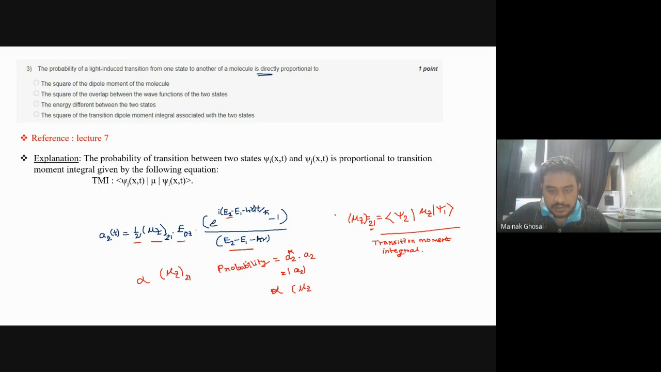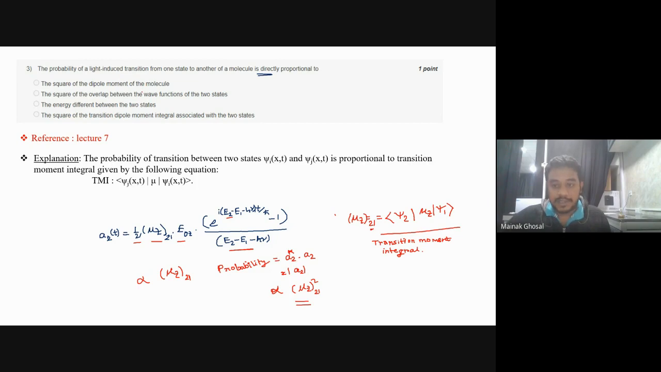This will be mu z 2 1 square. What about this part? I have seen that A2 is directly proportional to mu z. Now, when I'm going to find this probability, I need to square it up. So this mu z term will be squared up. So the probability of a transition will be the square of the dipole moment of the molecule.